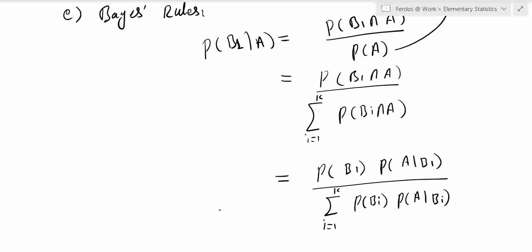Remember that this part is a simple part of this one. This is the summation for all the Bi's, and this is the only one. So if you are asked to calculate the probability of A in such a situation, then that is the total law of probability. If you are asked to calculate for one of the machines or whatever, for one person or whatever, then that is the case of Bayes rule. So this is the difference.